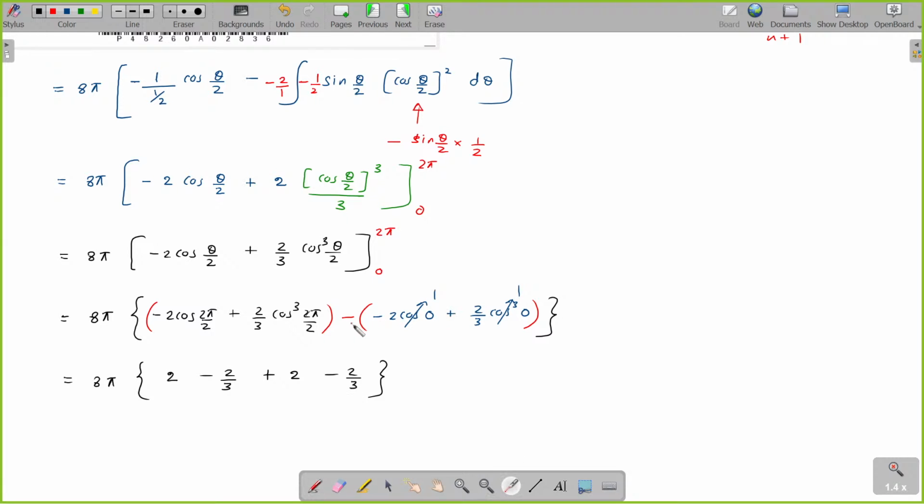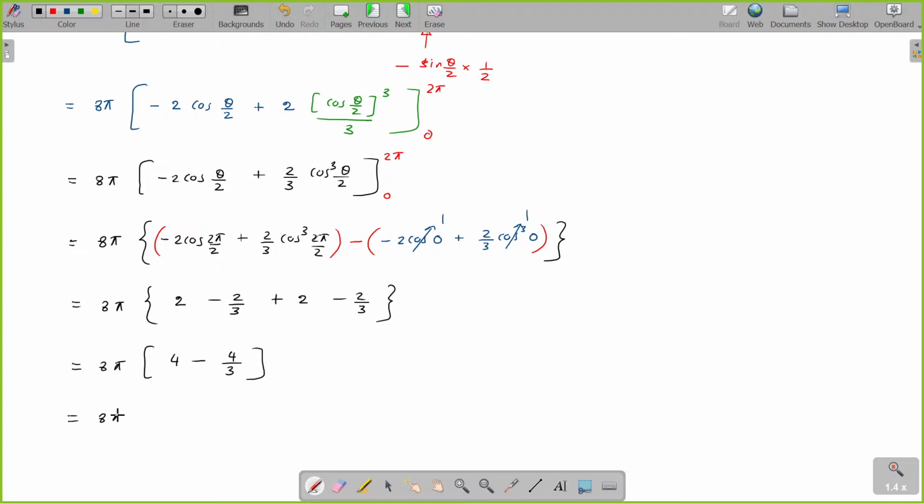Okay, this plus becomes minus into plus is a minus. So I end up getting here 8 pi times 2 plus 2 is 4. Minus 2 over 3 minus 2 over 3 is minus 4 over 3. Whole thing inside the bracket is 8 over 3. Yeah, so 8 pi times 4 minus 4 over 3 is 4 times 3, 12. 12 minus 4, 8 over 3. So 8 pi into 8 over 3 is 64 pi over 3, which is the final answer.